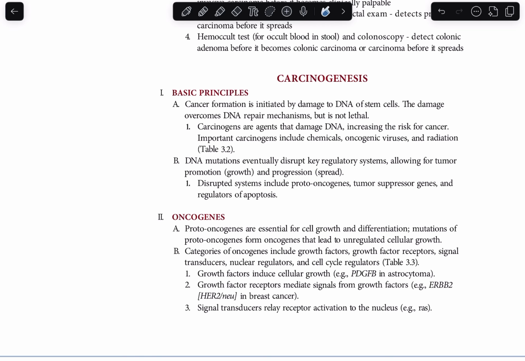Carcinogenesis. Basic principles. Cancer formation is initiated by damage to the DNA of stem cells. The damage overcomes DNA repair mechanisms, but it is not lethal. Carcinogens are agents that damage DNA, increasing the risk for cancer. Important carcinogens include chemicals, oncogenic viruses, and radiation. DNA mutations eventually disrupt key regulatory systems, allowing for tumor promotion, growth, and progression, or spread. Disrupted systems include proto-oncogenes, tumor suppressor genes, and regulators of apoptosis.